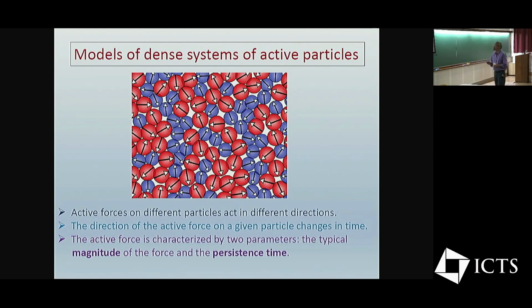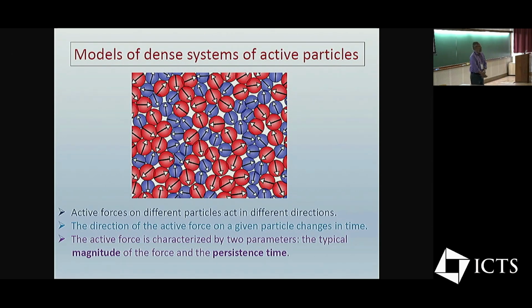So in all of these models, this is a cartoon where you have two different kinds of particles, and they're dense, very close to almost touching each other. And each of these particles will have an arrow on it, which denotes the active force, the self-propulsion force acting on that particle, in addition to the interparticle forces. And this self-propulsion force will be characterized in terms of two parameters. One is, of course, the magnitude of this force. The other is what is called persistence time.